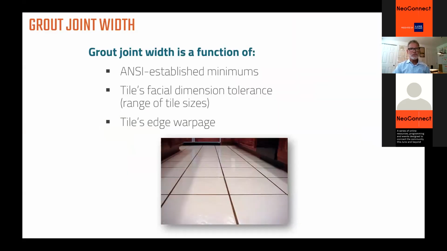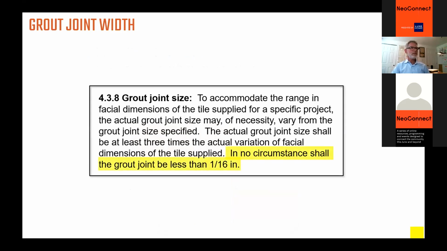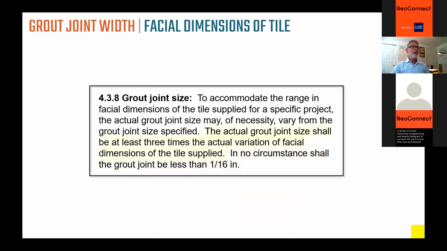The question is, how thin can you go with a grout joint realistically and expect your installers to do a good job? And the good news is that the ANSI standards are very clear when it comes to defining what the grout joint width is. So let's go through the ANSI standards very quickly. There's a little bit of math involved, but it'll be painless, I promise. So the ANSI standards tell us that our starting point is 1/16 of an inch. Okay, but that's misleading. We have to read the whole paragraph.